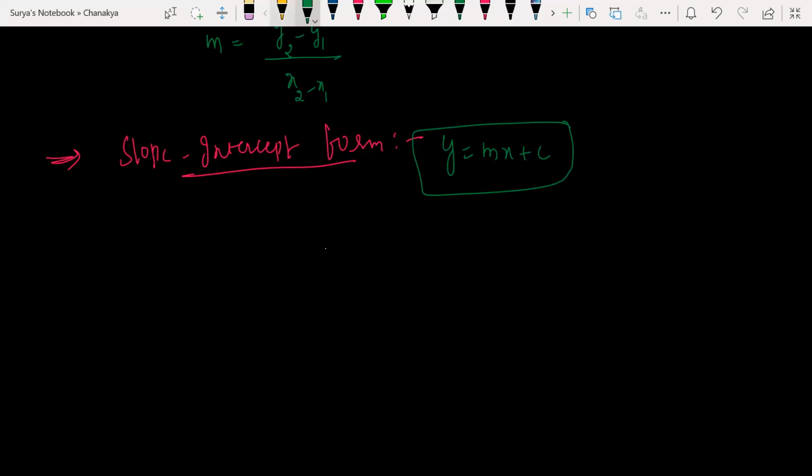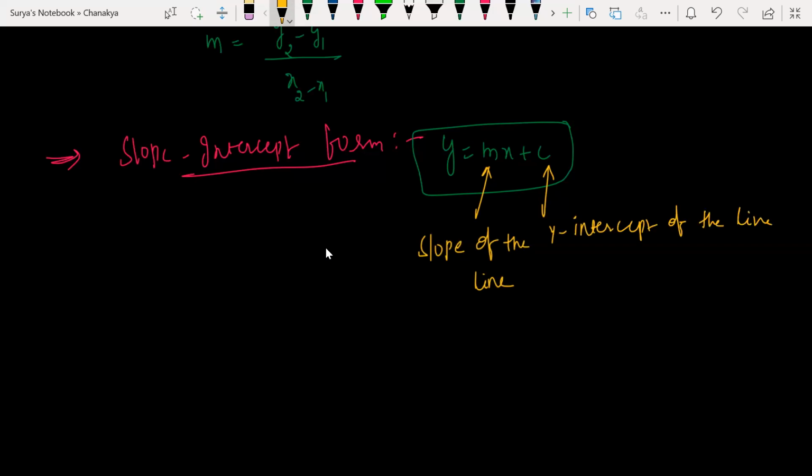Basically here, what is m, what is c, you should know. What is m here? Slope of the line, which means gradient. And c is the y-intercept. C is what here? Y-intercept, so it should be on the y-axis. Y-intercept of the line. Look at this. Let us solve one simple question. Don't worry.